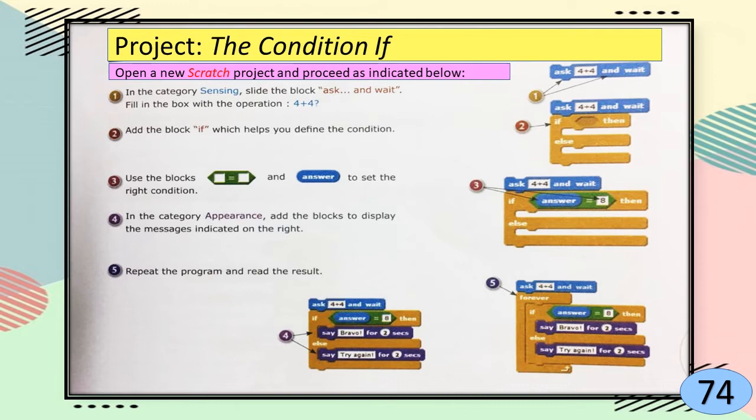The third one, use the blocks as you can see on the screen to set the right condition. The fourth one, in the category appearance, add the blocks to display the messages indicated on the right. And the fifth one is to repeat the program and read the result.